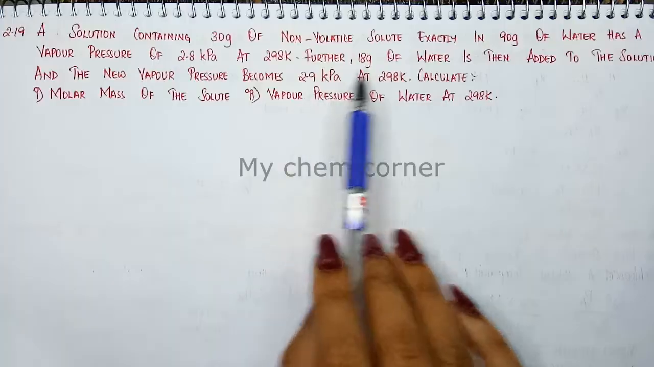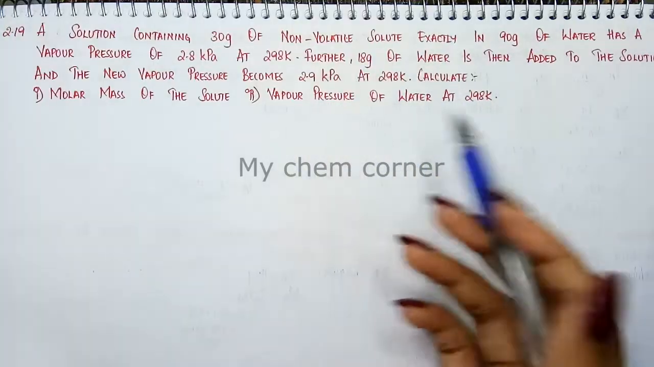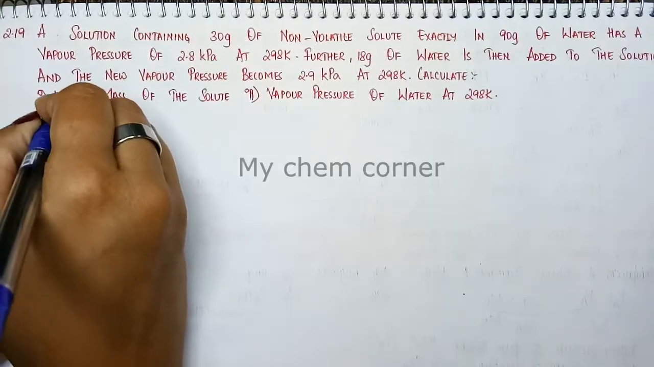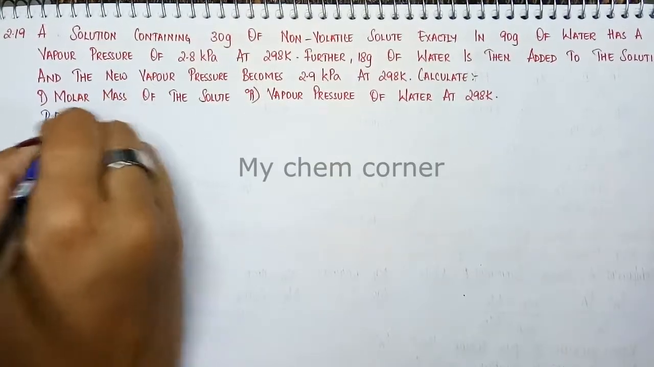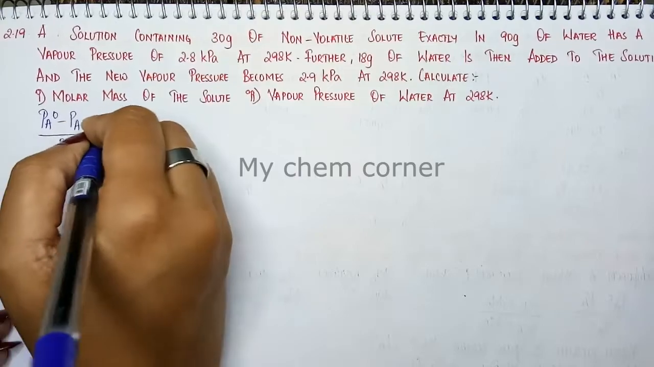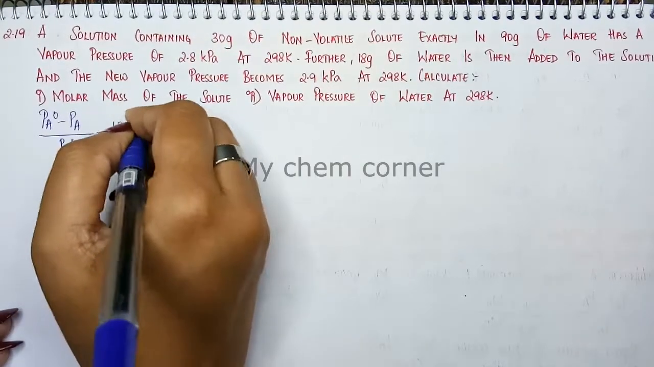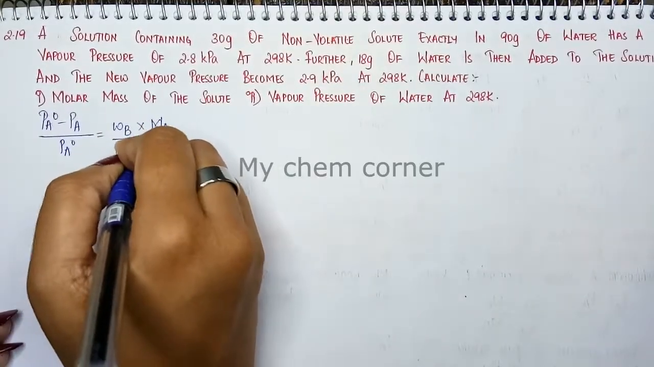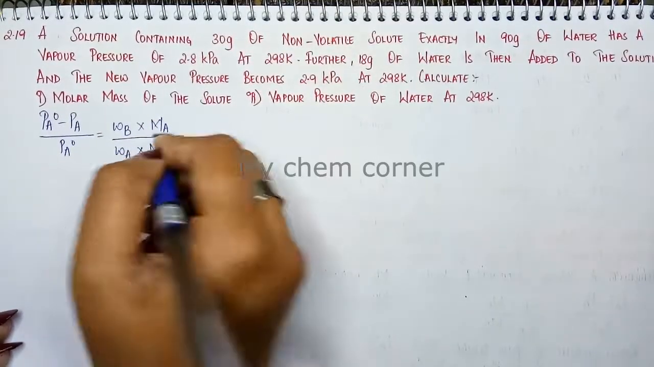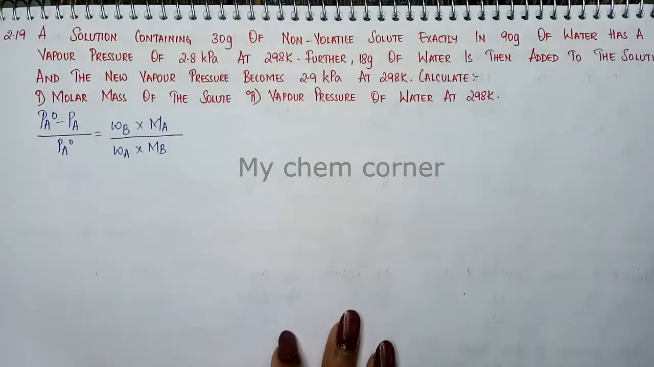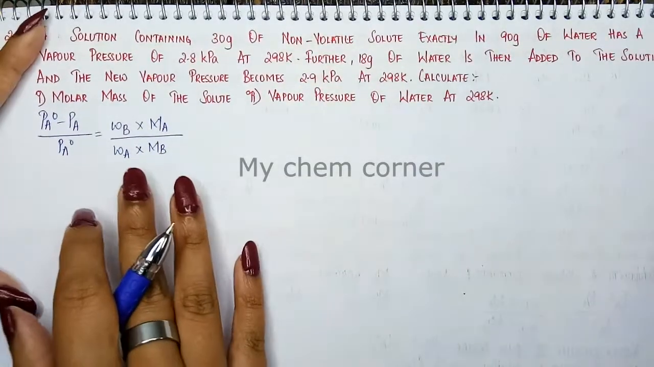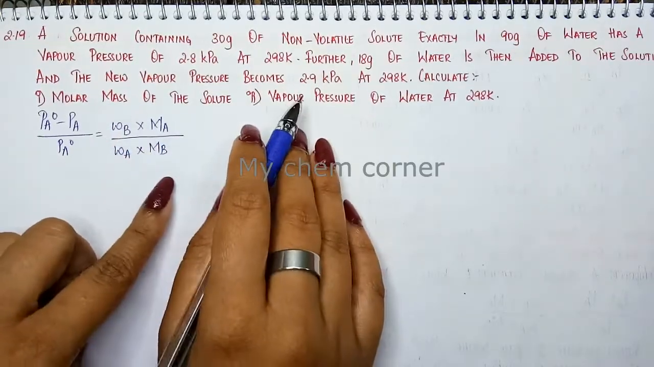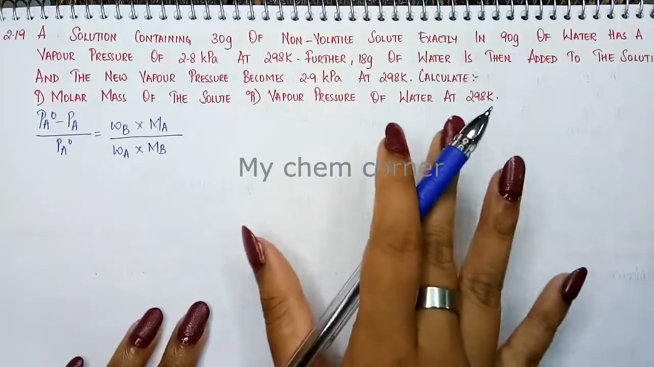So since vapor pressure is given to us, the formula again that we are going to be using is PA naught minus PA divided by PA naught equals WB into MA divided by WA into MB. This is going to be the formula. This is the relative lowering of vapor pressure formula. Now A is going to be for solvent and B is going to be for solute. That one thing should be kept in mind always.